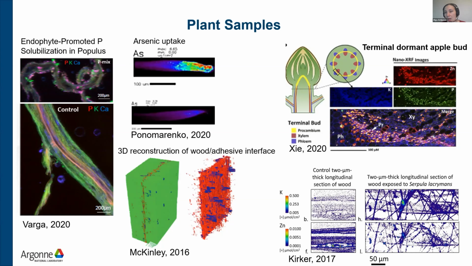bottom corner. And then we can go up through the plant and look at the buds of the plants, visualizing distribution of essential elements through different parts of the plant. And this understanding is crucial for studies of plant fertility.